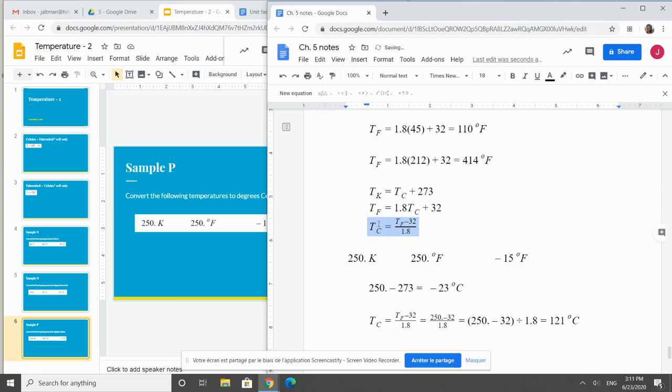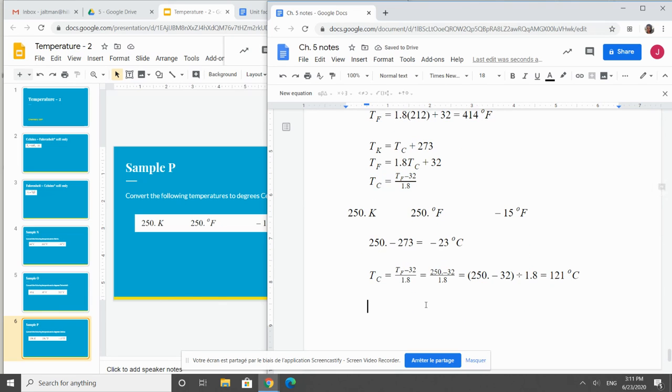And then for my last one, I just need the third equation as well. I just plug in negative 15. And then I round this to 2 sig figs. So I got negative 26 degrees Celsius.